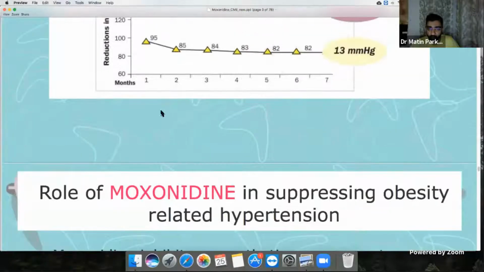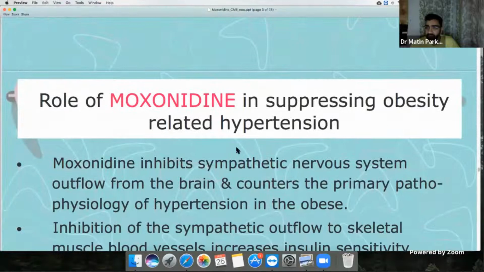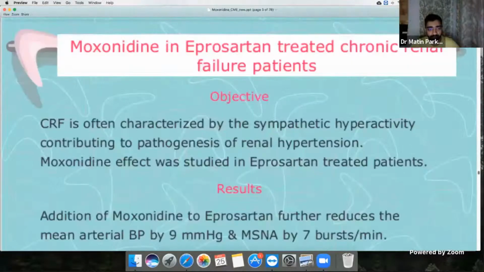So there is also a role of moxonidine in suppressing obesity-related hypertension. If patients are obese, you think there is a sympathetic overactivity. In such patients, you can directly start moxonidine to suppress the sympathetic activity for better outcomes.